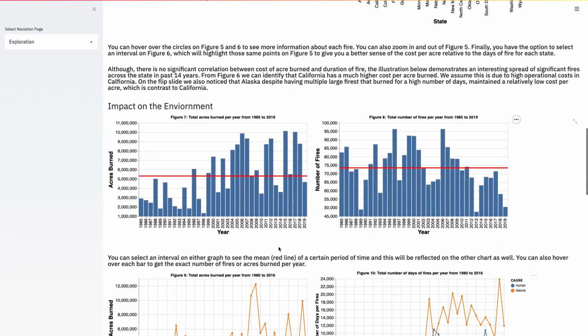Now on to the impact on the environment. So we started off with a similar set that we saw at the beginning of the impact on the economy. And in this case, we're looking at acres burned and number of fires, with the same exact functionality with the adjusted mean as you select a specific interval and move through that interval.